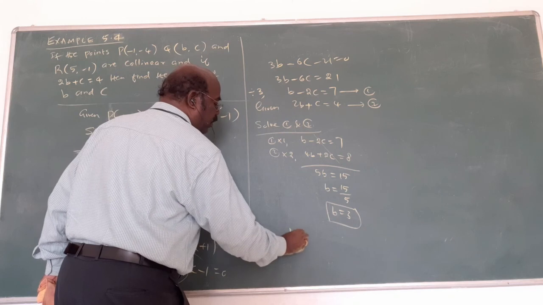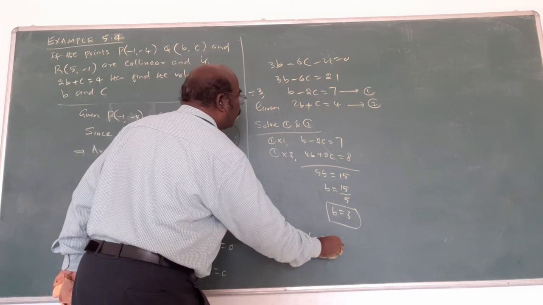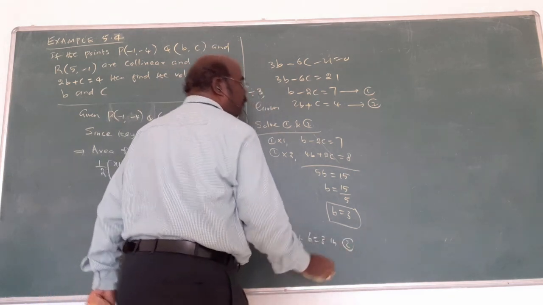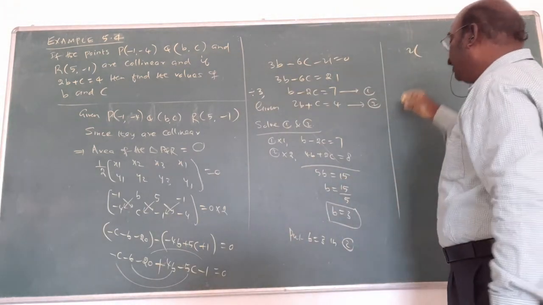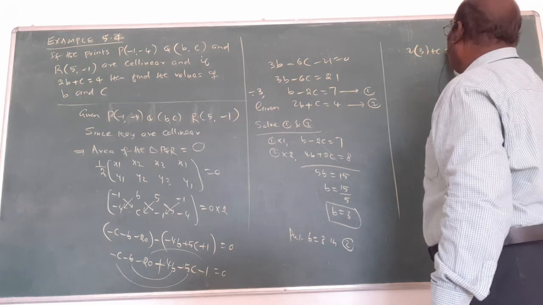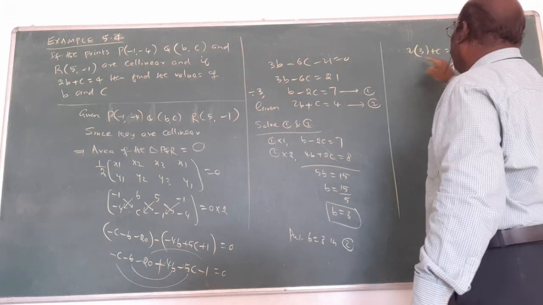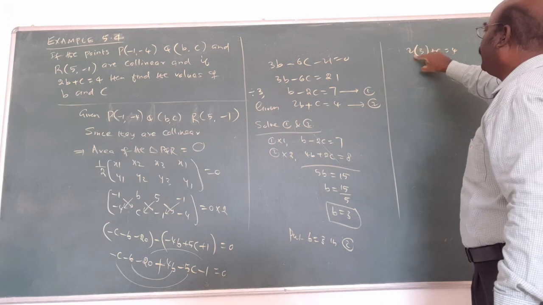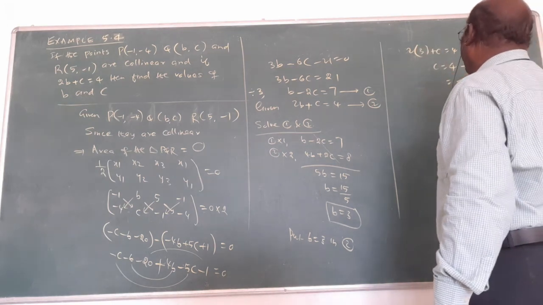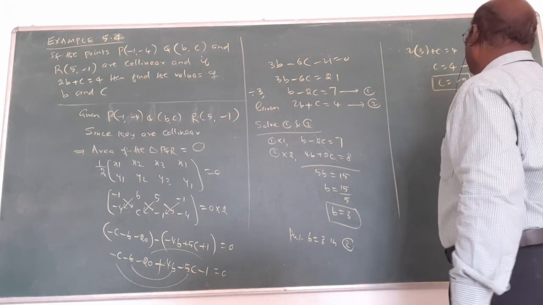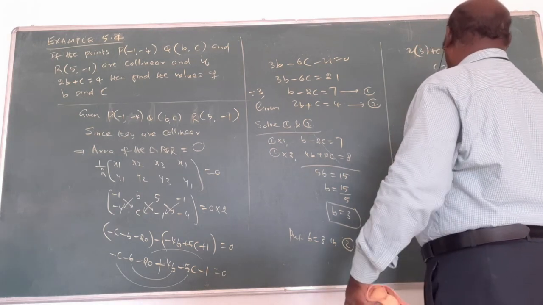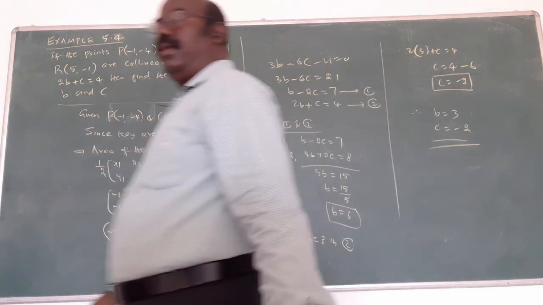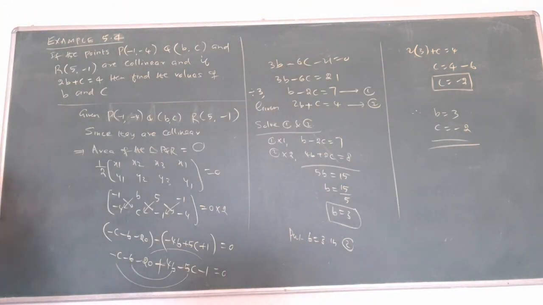Put b equal to 3 in the second equation. 2 into b is what? 2 into 3 plus c equal to 4. 2 threes are 6, so 6 goes across as minus 6. Plus c equal to minus 2. So the answer is b equal to 3, c equal to minus 2. 3 comma minus 2 is the answer for b and c. This also you got a 5 mark question.